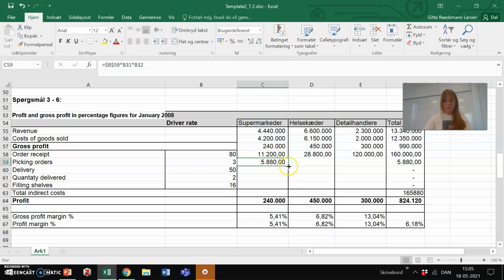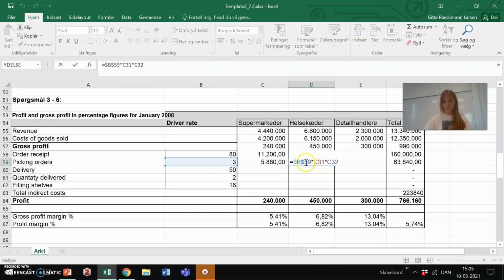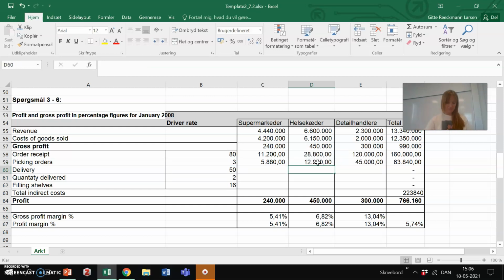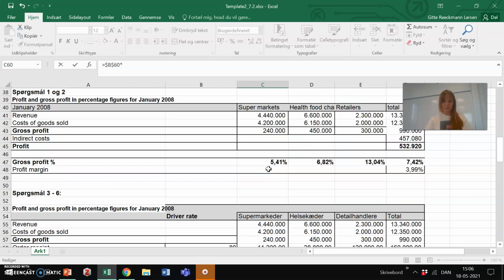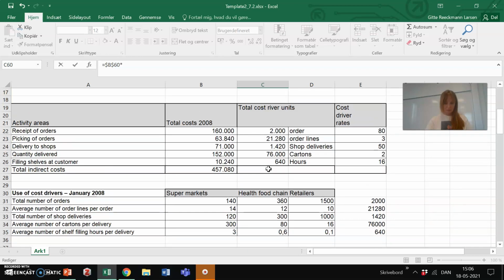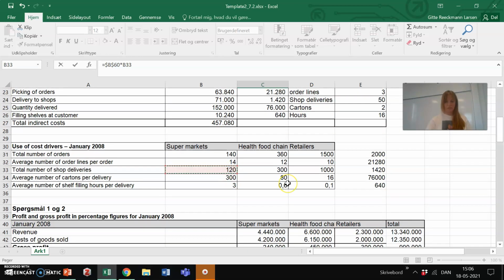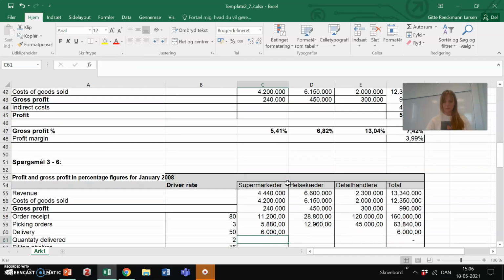So now we can copy this because this is identical also for the calculations here. So the cost driver rate multiplied with number of orders multiplied with the number of picking up lines for each order. All right, so here was the number for that. So delivery, basically here per delivery, the cost driver rate is 50. So we fix that number and we multiply that with the number of deliveries. Let's pick up the number for deliveries for supermarkets here, 120 total shop deliveries.